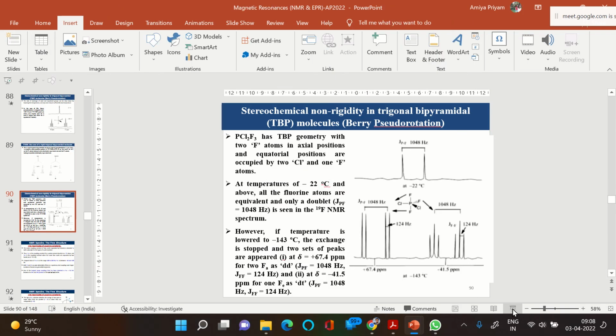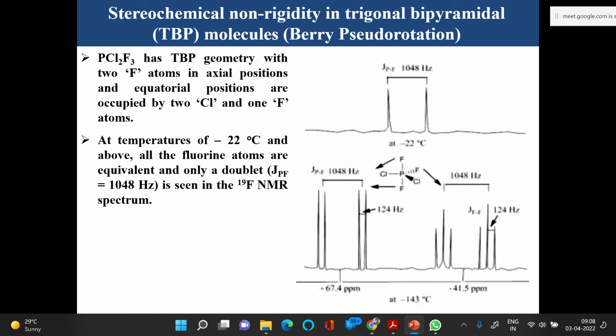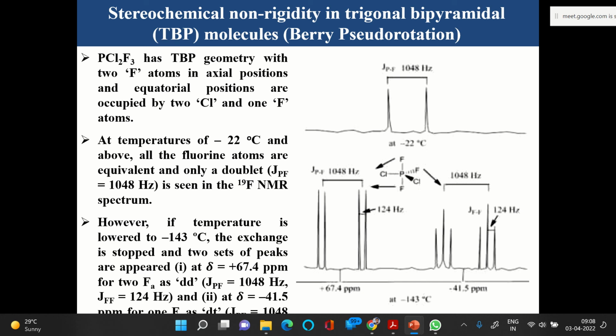So this is what you obtain. To summarize, at -22 and above, the temperature above -22°, all fluorines are equivalent because of pseudo-rotation, and only a doublet will be obtained in the 19F NMR spectrum. However, if you reduce the temperature to -43, the pseudo-rotation stops, and you will obtain two sets of peaks at this position and this position.